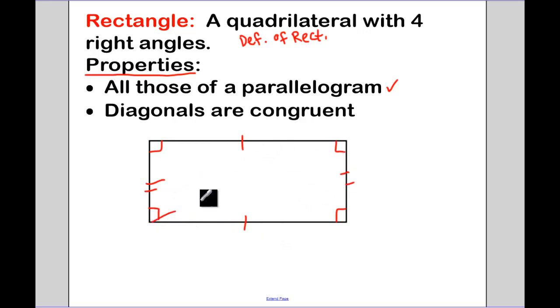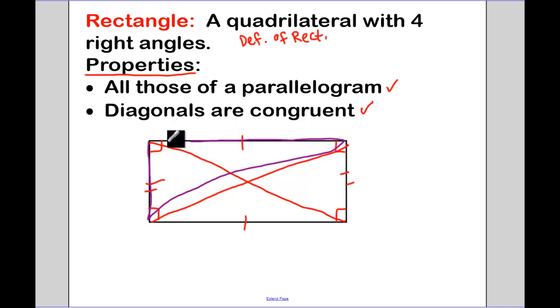The diagonals bisect each other, so when I draw in these diagonals, they bisect one another. But also another additional property of a rectangle is the diagonals are congruent. Because if you look at it like this, you have this triangle up here. That triangle there is going to be congruent to the bottom triangle by side angle side. So thus, the diagonals are going to be congruent.